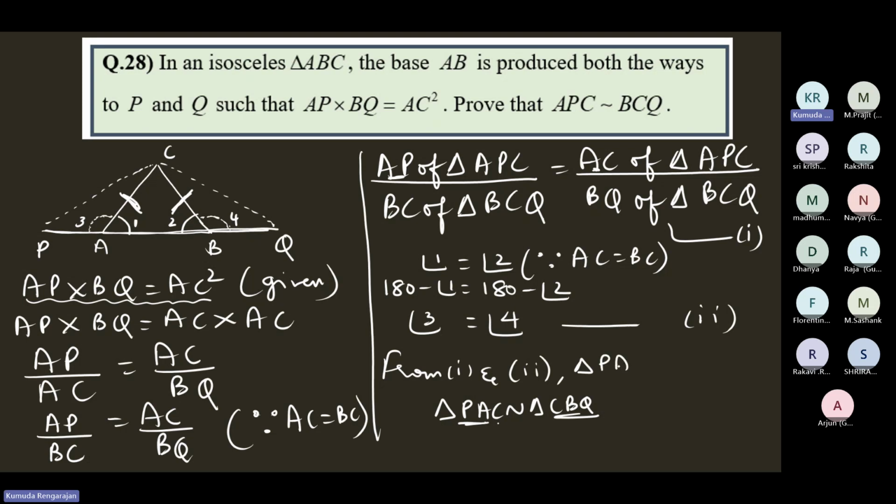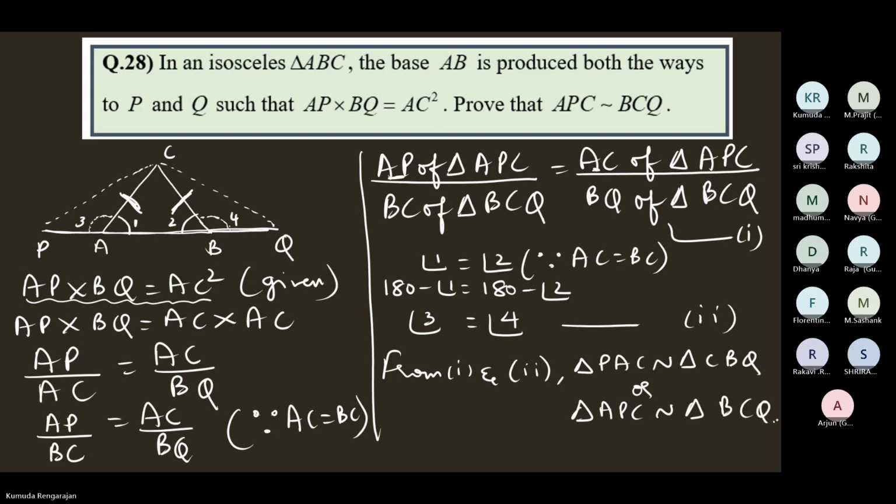Triangle PAC is similar to triangle CBQ, or triangle APC is similar to triangle BCQ. So you've mentioned two sides of the triangle. So using that, you can name the triangle in the correct order. That's what I was talking about.